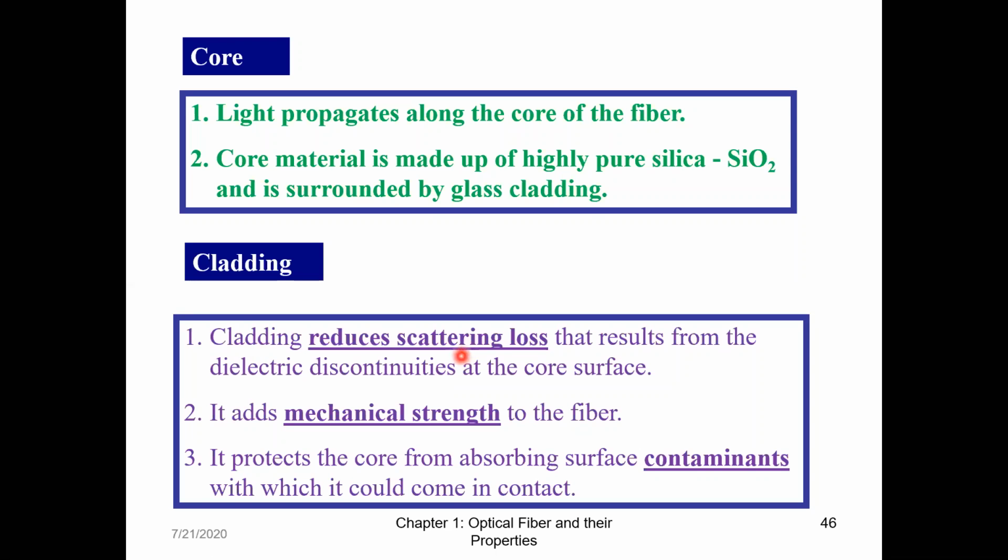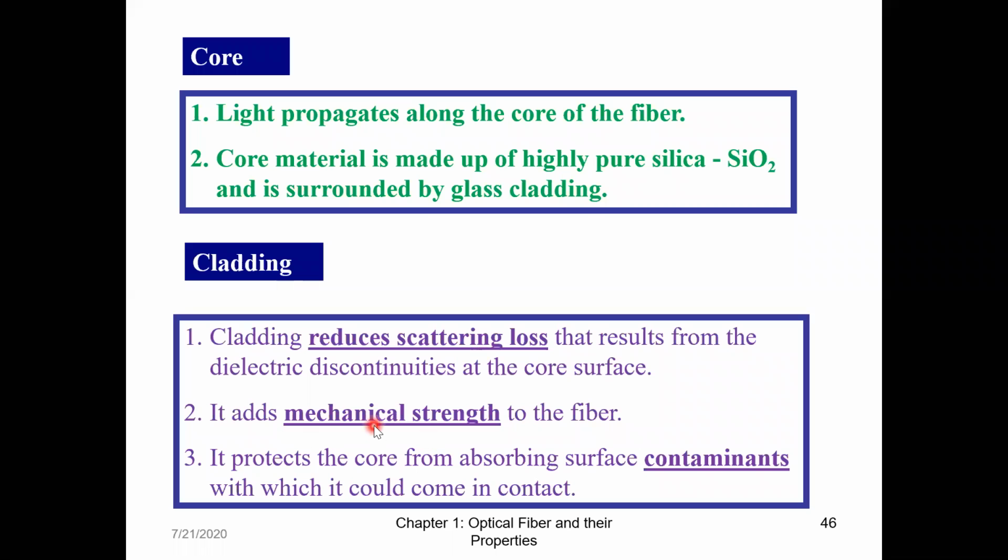It is basically due to impurities. Although the core is made of pure silica, during the fabrication process some impurities might be present in the fiber core. When light rays strike that impurity, the light scatters in a different direction, which causes losses. That is the scattering loss. So the cladding reduces the scattering loss that results from the dielectric discontinuities at the core surface. Plus, it obviously adds mechanical strength to the fiber.